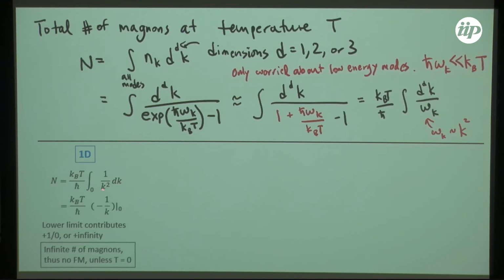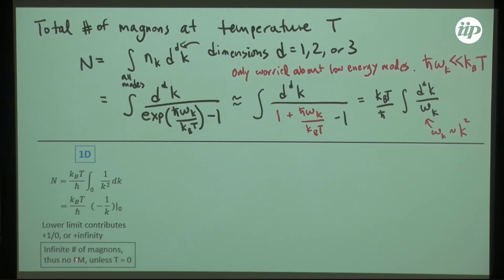I can integrate 1 over k squared, it's negative 1 over k. And I just look at the lower limit where we're worried. So the lower limit is, minus negative 1 over 0, which is positive 1 over 0, or infinity. So in 1 dimension, you have an infinite number of magnons. An infinite number of magnons is bad news. It means that's fluctuating, you destroy all your magnetic order.